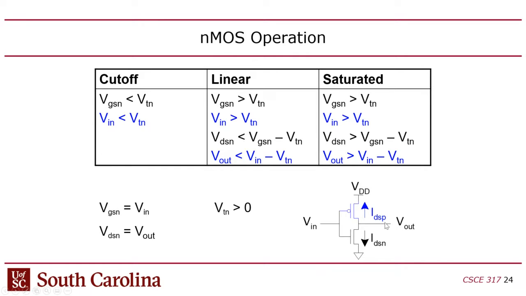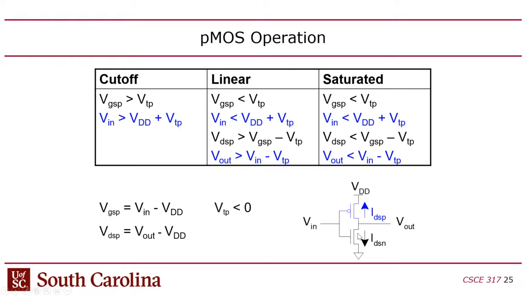If the nMOS is the pull down, and you turn that on, you want to connect the output to the ground. So you expect that the voltage drop over the nMOS should be pretty small, right? I mean, you expect there to be ground here and ground there. So why would you ever be in saturation mode? That doesn't make any sense.